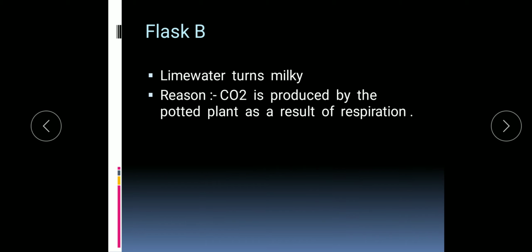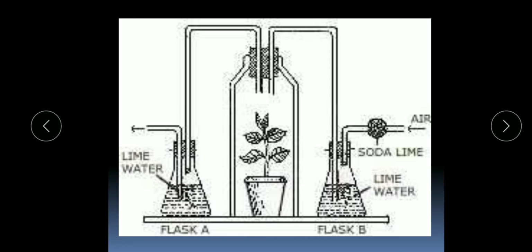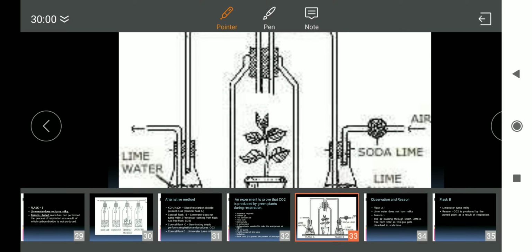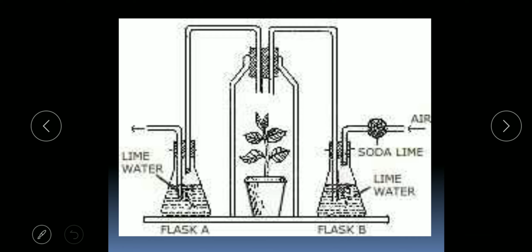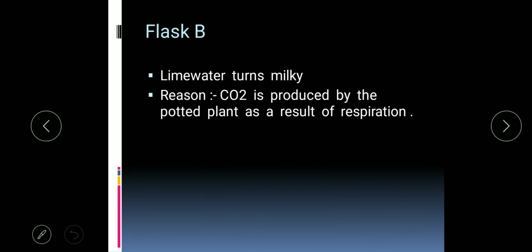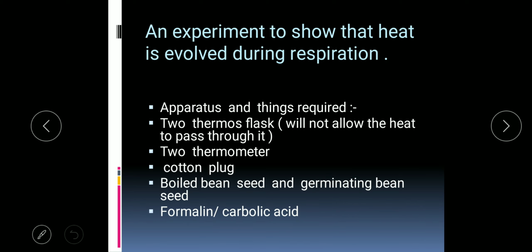Okay, then what is the observation in flask B? The lime water turns milky. In this flask B, the lime water will turn milky. Sorry, you just see this is B and this is A. Okay, this is A and this is B. Clear? So carbon dioxide is produced by the potted plant as a result of respiration, and that is why the lime water in flask B will turn milky.